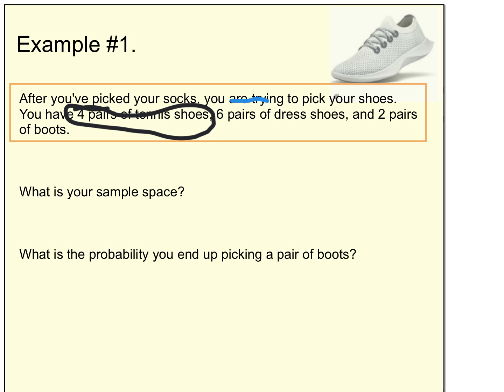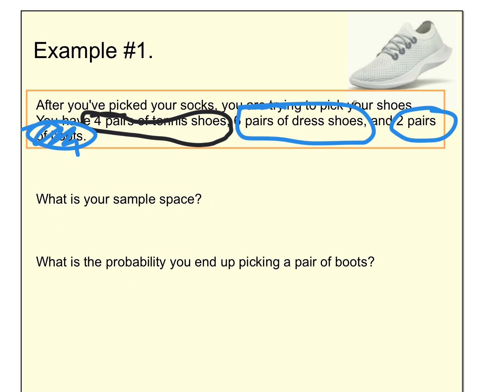I know you have multiple pairs of socks. And then you also have 2 pairs of boots. Now, this really messed up the problem because you can't wear shoes and boots at the same time. So this is a dumb question. All right. So I'm going to take out the boots. Just scribble them out.